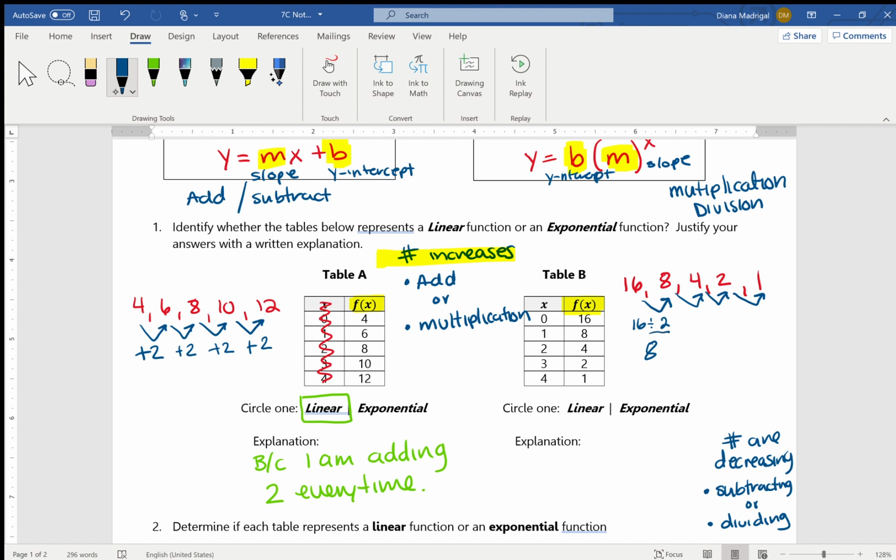Let's see. 8 divided by 2 gives me 4. So that's good. 4 divided by 2 gives me 2. And 2 divided by 2 gives me 1. So there you go. I'm going to be dividing by 2 in this one. In all of these, I'm dividing by 2.